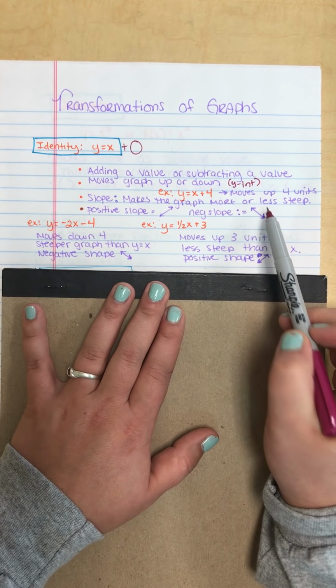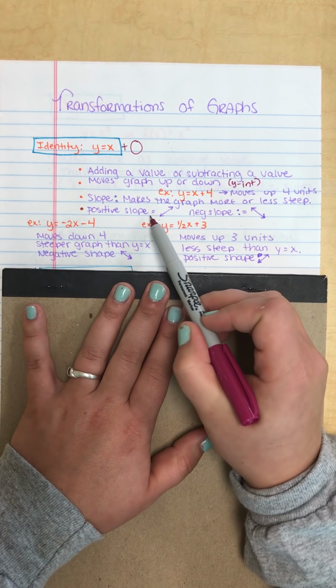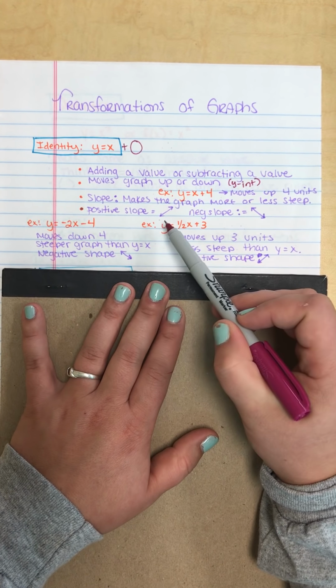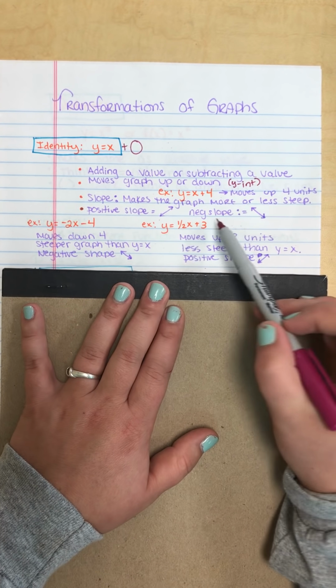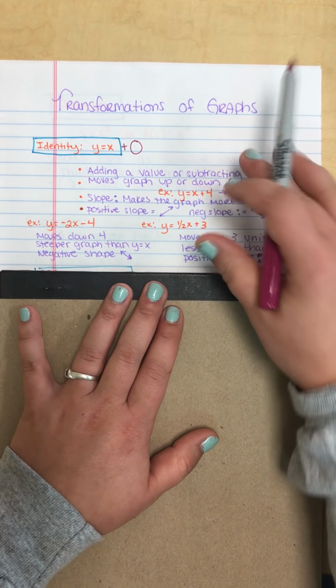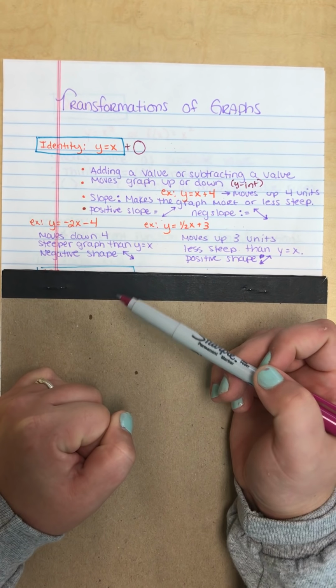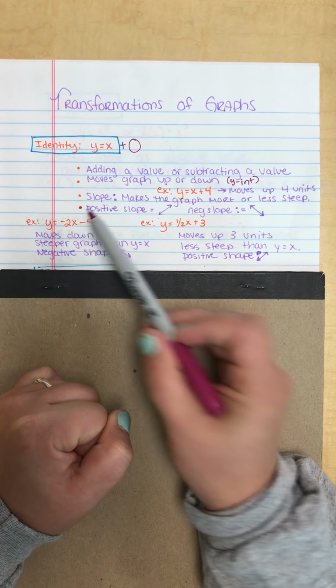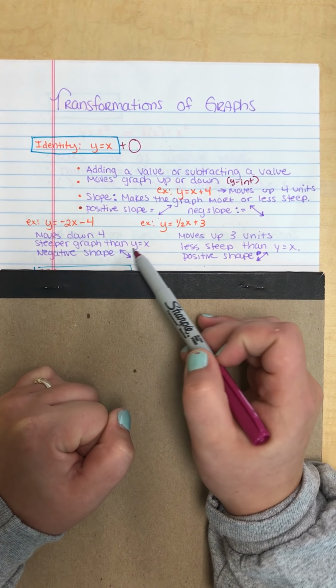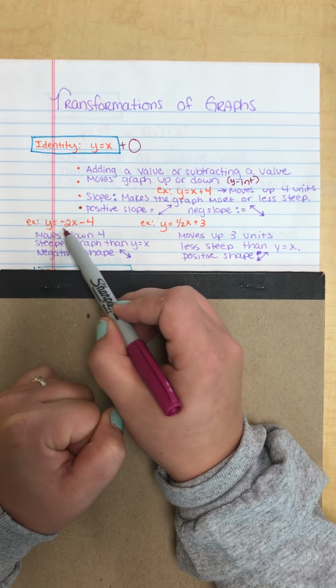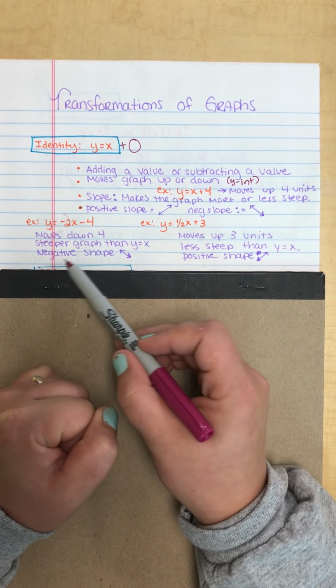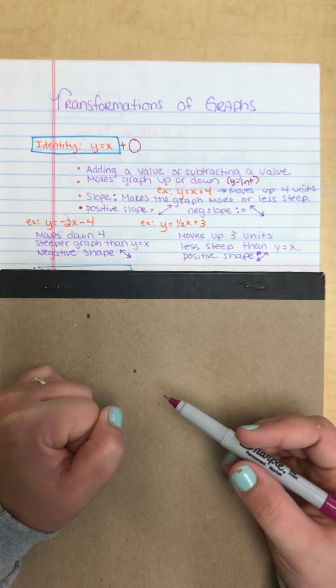Okay, the slope makes it less steep or more steep. If it's a positive slope, it looks like this. A negative slope looks like this. So for example, we've got this example here, y equals negative 2x minus 4. This is going to move it down because it's minus 4. It's going to be steeper because this number is greater than 1. And it's going to be a negative shape.